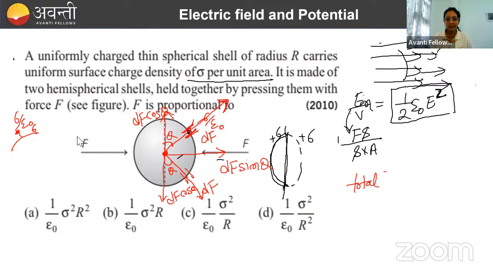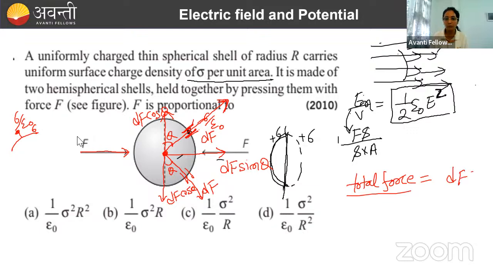So total force is acting in the outward sense. Force is acting because of electric field, force on the hemispherical cell is acting in outward sense. That is why, if we want to hold them together, we need to apply force in inward direction, because of electric field, force is acting in outward sense, so external force must be inward to keep them together, right? So that is why here the force shown is acting towards the center, inward. Done. Now let's see, the total force will be what?